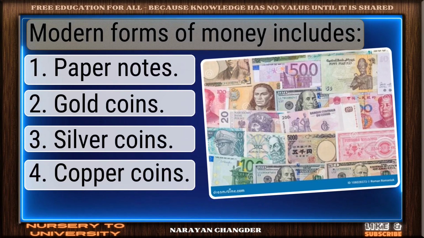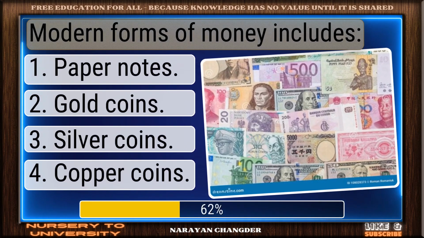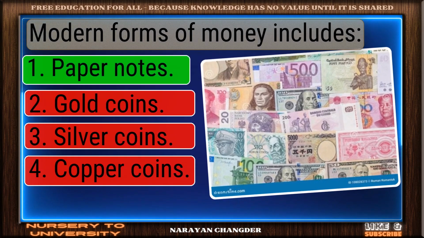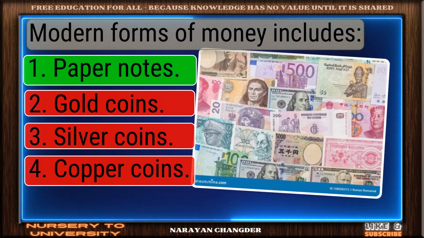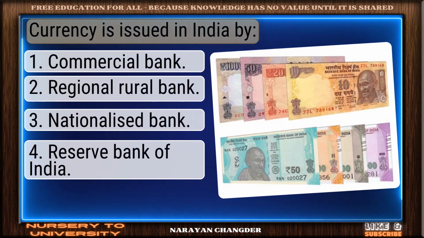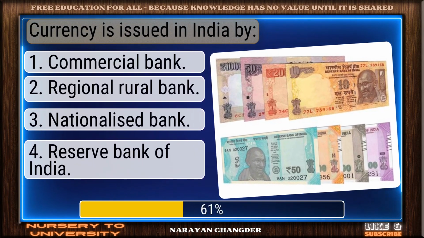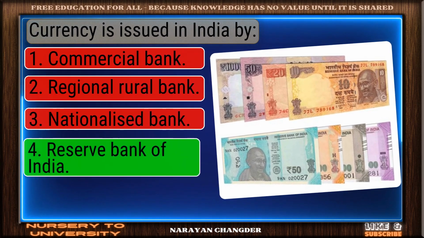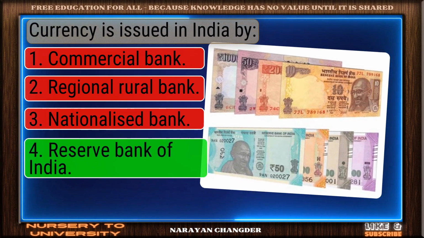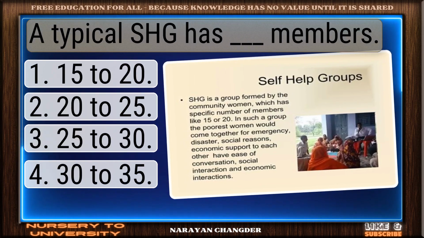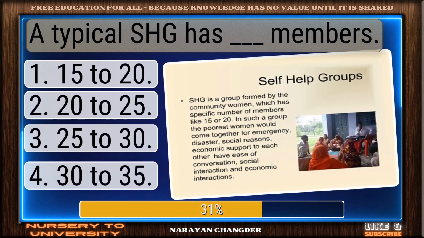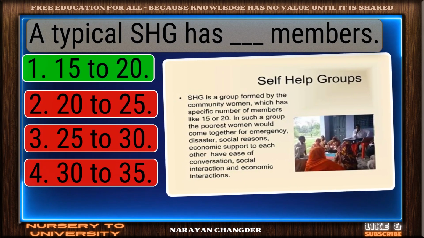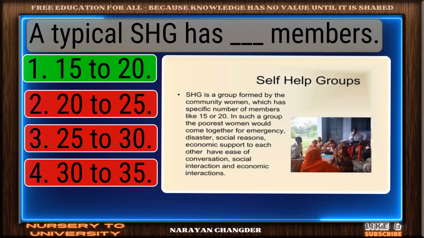Modern forms of money includes... Strong choice. Paper notes is right. Currency is issued in India by... Correct response. Reserve Bank of India is accurate. A typical self-help group has dash members. You got it. 15 to 20 fits.